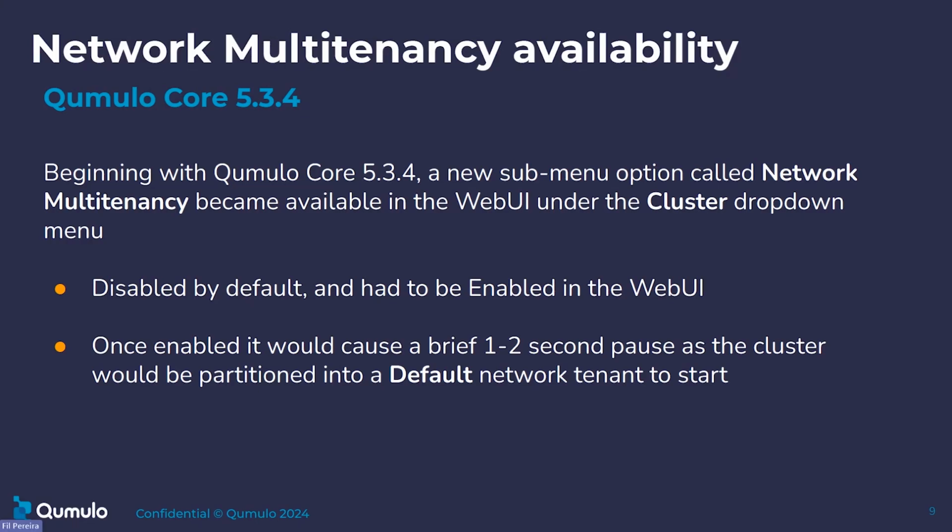And then, so network multi-tenancy availability. In Qumulo Core 5.3.4, a new submenu option called Network Multi-Tenancy became available in the Web UI under the cluster drop-down menu. It was disabled by default, so if you did access it, it would tell you that it was disabled and you'd have to enable it in the web UI. But once it was enabled, there would be a brief 1 to 2 second pause in your web UI screen where the cluster would be partitioned into one default network tenant to start.